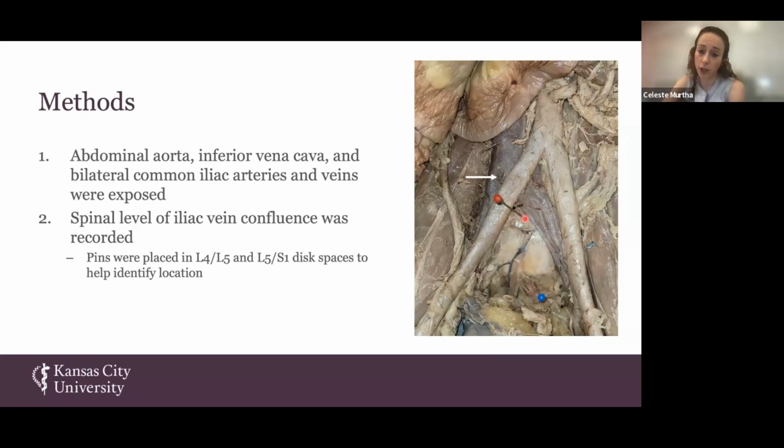as benchmarks. So we always use the red pin to mark the L4-L5 disc space and the blue pin to mark the L5-S1 disc space. And so in this cadaver, you can see that the iliac vein confluence is occurring at the L4 level, just above the L4-L5 disc space, which is actually higher than what we observed in most of the other cadavers.